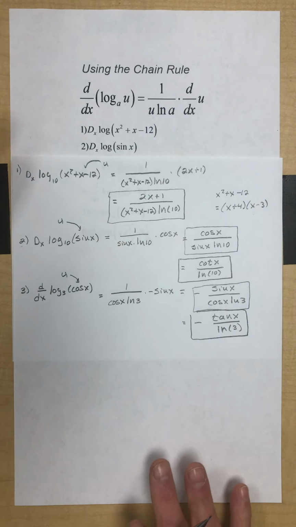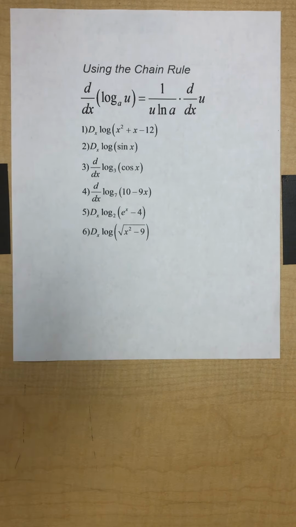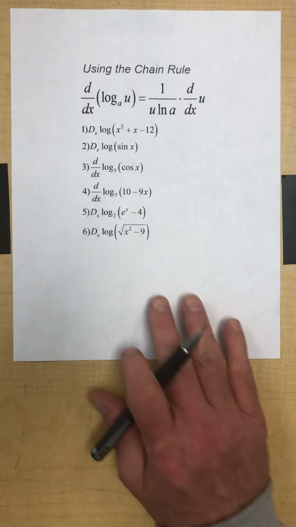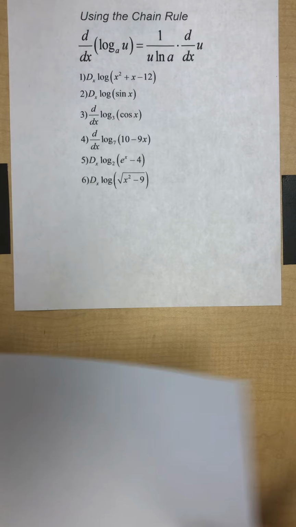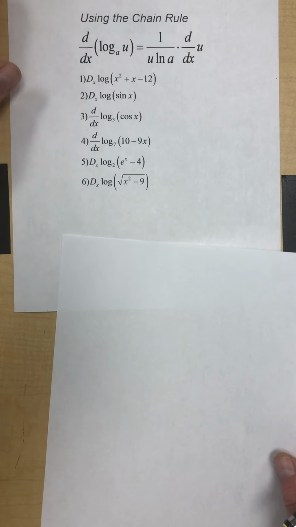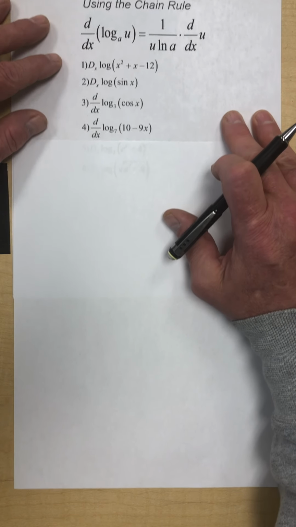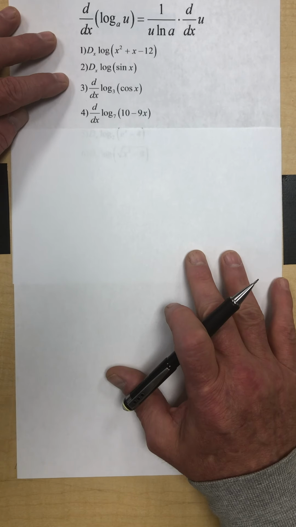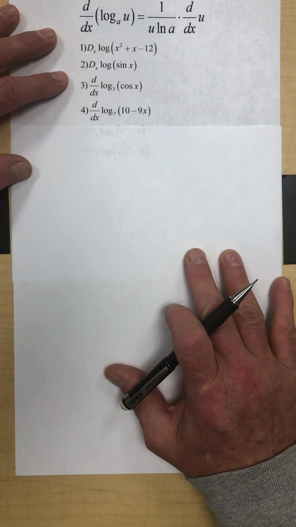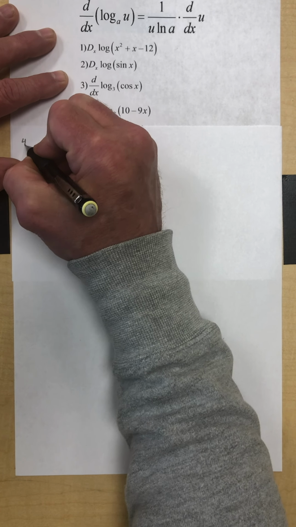All right, so let's see. We got the first 3 done. We got 3 more to do. Let's see what we got going on here. Okay, so let's see. We're on this guy. I want to make sure you can see all that stuff. Okay, we should be good there. Okay, so let's see. Number 4.